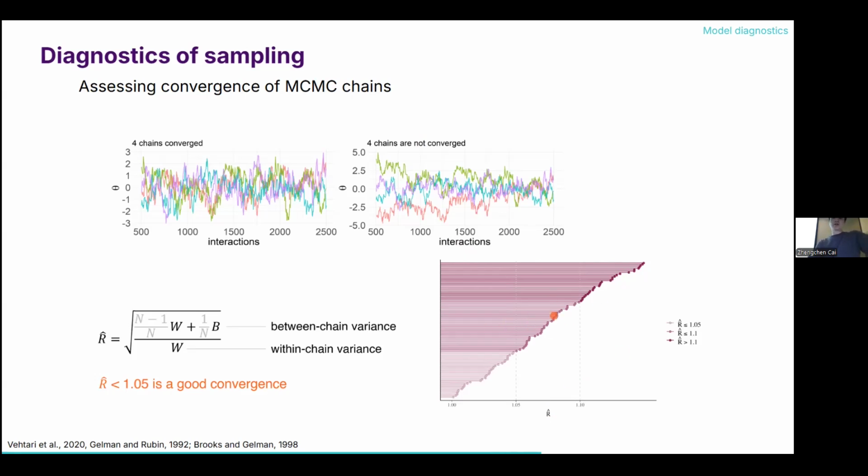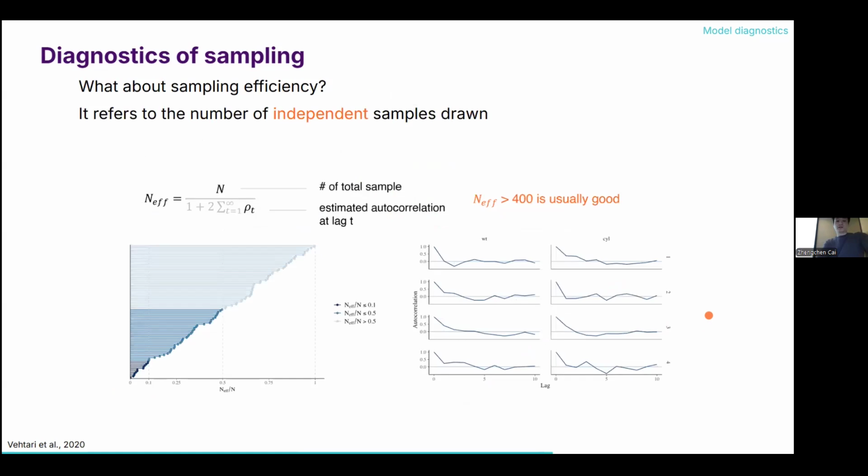And you can color code by different threshold. This threshold is really arbitrary. It changes a bit even if you look at different resources. Sometimes people use 1.05, sometimes 1.1, but as long as you are checking this. And the other one is what we talked about, the sampling efficiency.